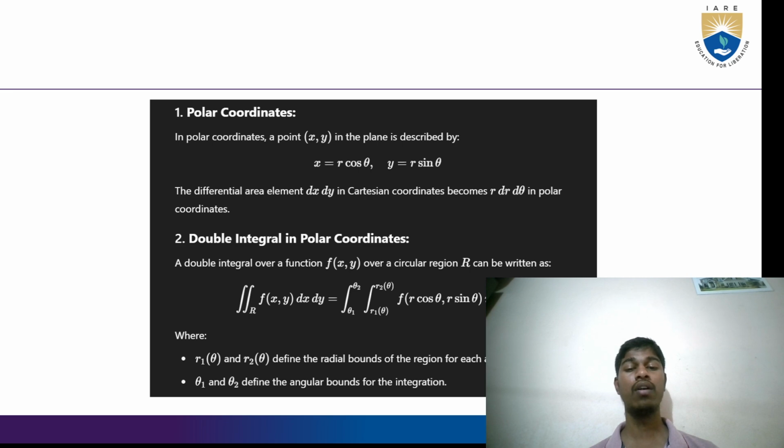Double integral in polar coordinates. A double integral of a function f of x and y over a circular region R can be written as double integral over R of f of x and y dx dy is equal to integral of theta 1 to theta 2, integral of r1 theta to r2 theta, f of r cos theta comma r sin theta, r dr d theta, where r1 theta and r2 theta define the radial bounds of the region for each angle theta. Theta 1 and theta 2 define the angular bounds for the integration.